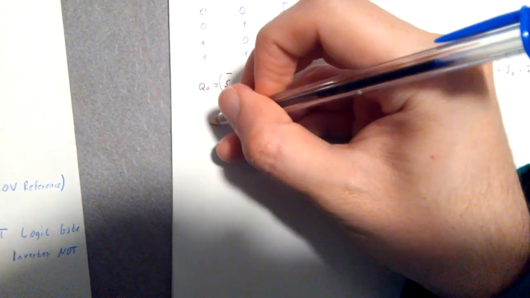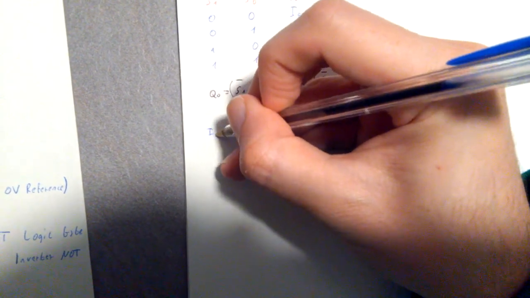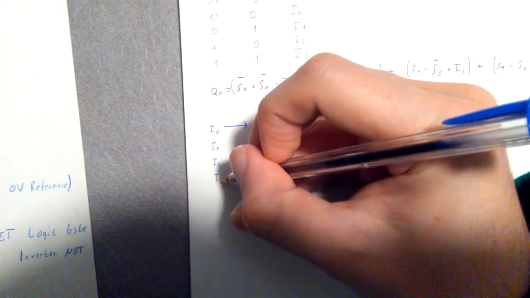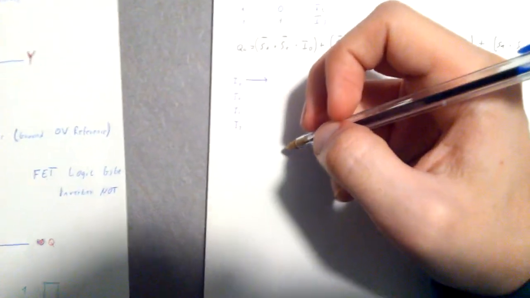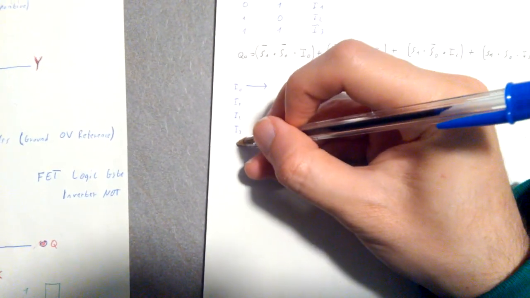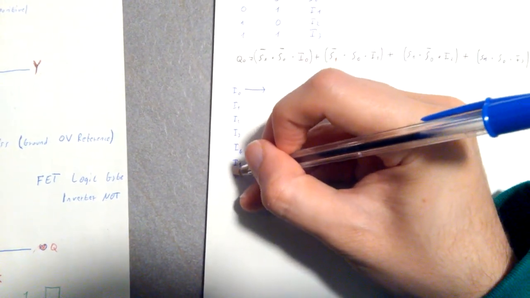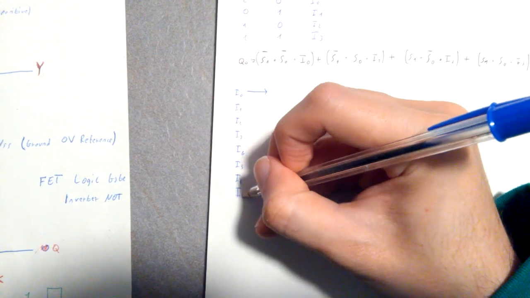Basically, we can have other kinds of mux. We can have even bigger ones, like for instance an 8-to-1 mux, where we have things like I0, I1, I2, I3, I4, I5, I6, and I7.